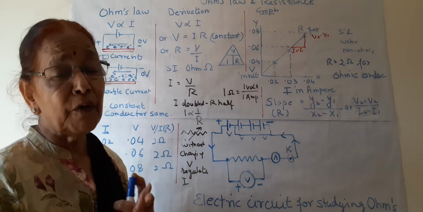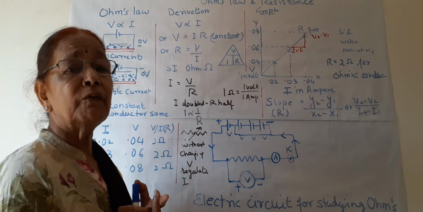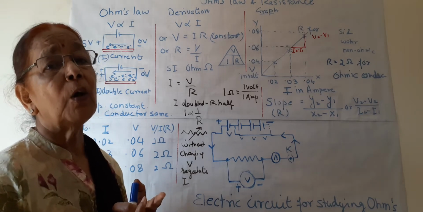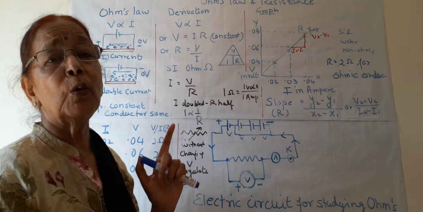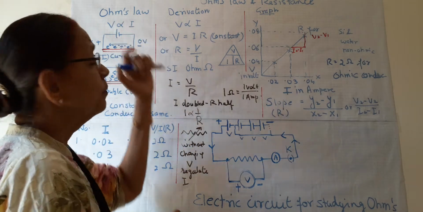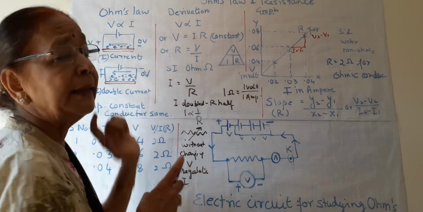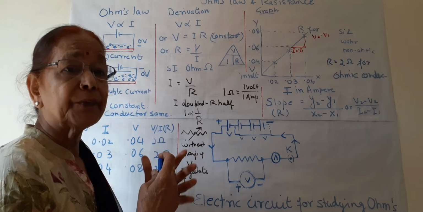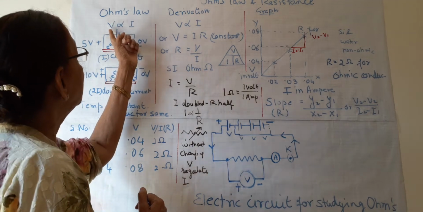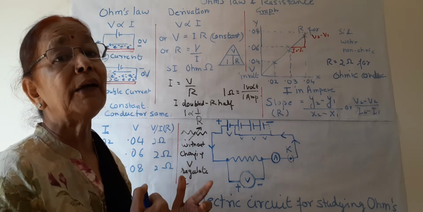How? This is first of all described by one German physicist, and his name was George Simon Ohm. Very famous, and on his name this law, Ohm's law, is formed. Now we will study what is Ohm's law. What did he say? He said that V and I are related with each other. If V is increased, then I is also increased. If V is decreased, then I is also decreased. But when, where and why?